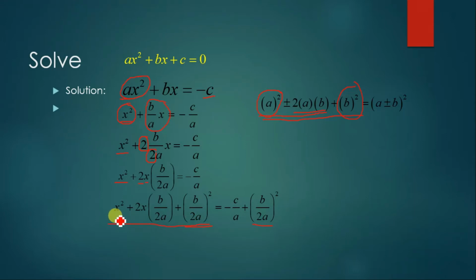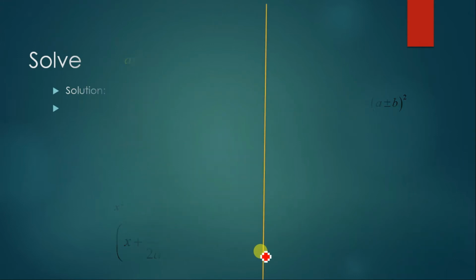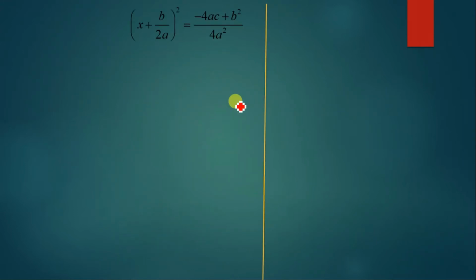So I can write this expression as the square of x plus b upon 2a. x plus b upon 2a whole squared is equal to minus c upon a plus b squared upon 4a squared. I have expanded this b upon 2a whole squared and I get b squared upon 4a squared. So x plus b upon 2a whole squared is equal to minus 4ac plus b squared upon 4a squared.